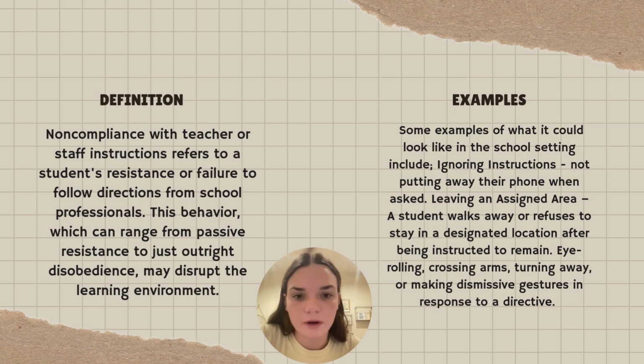Some examples of what it could look like in the school setting include ignoring instruction, not putting away their phone when asked, leaving an assigned area, a student walks away or refuses to stay in the designated location after being instructed to remain, eye rolling, crossing arms, turning away, or making dismissive gestures in response to a directive.